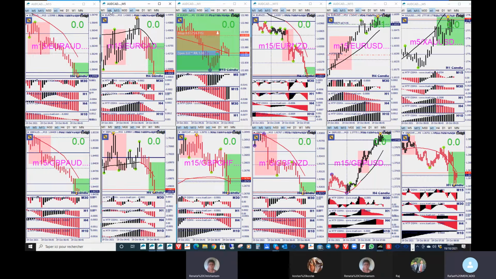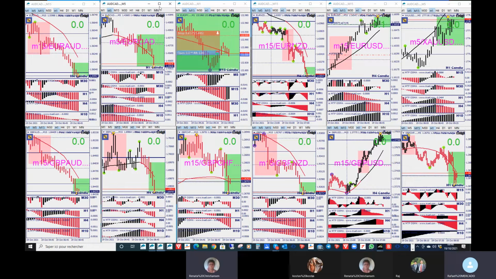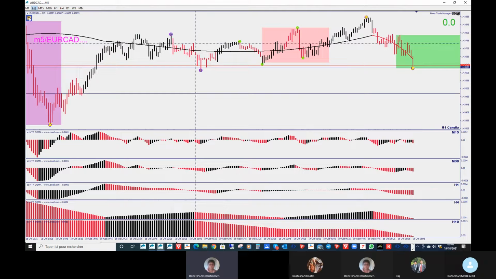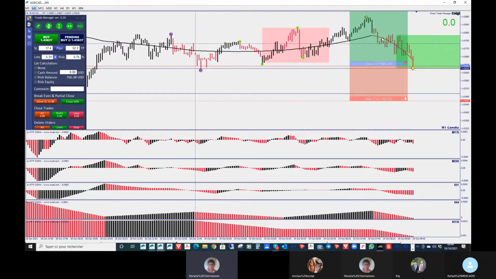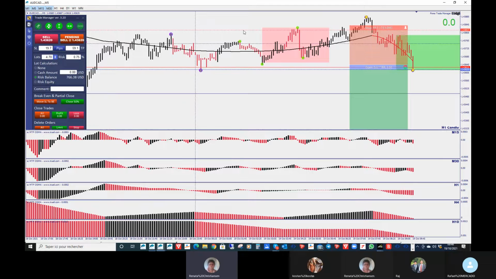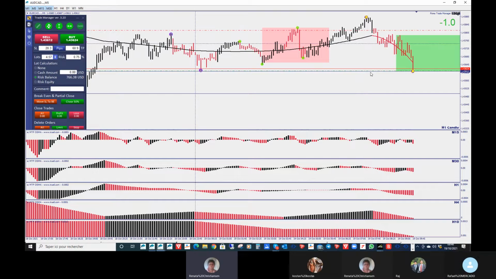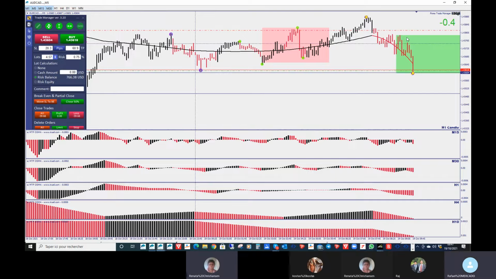EuroCAD has an entry in the 5 minute. That was 20 pips. It's kind of big. Maybe the good entry is to maybe close this one.